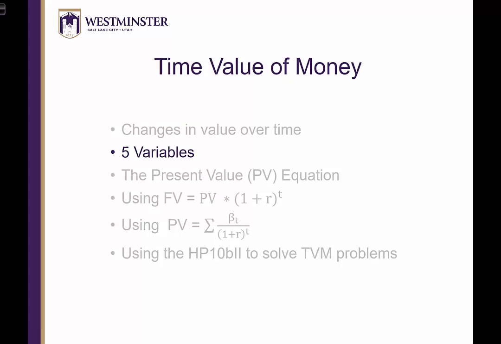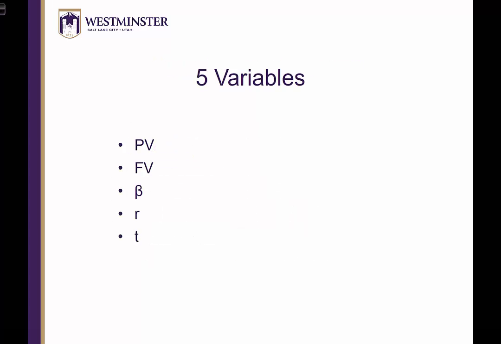So let's go a little further here. There are 5 variables that we commonly consider when we're looking at time value of money equations. They are PV, or present value, FV, or future value, beta, and beta is just some cash flow or some monetary exchange, r, which is our discount rate, and t, which is time. So these are the 5 basic variables that we'll consider in this construction.